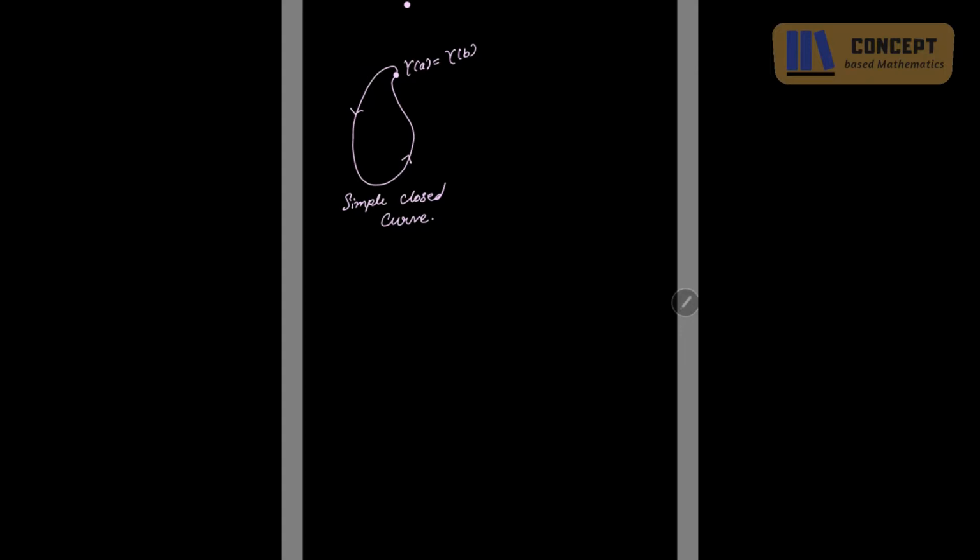The other one, if your curve looks like this, then what about this curve? This is your initial point gamma of a and this is the final point or terminal point. Then this curve is simple but not closed. So this is simple and not closed.